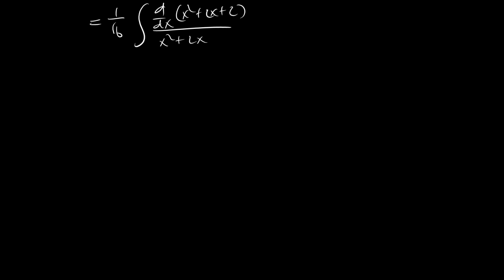Okay, so I'd like just to rewrite where we've gotten ourselves. So we have x squared plus 2x plus 2 over x squared plus 2x plus 2 plus 1 over 16, not plus but minus, okay.